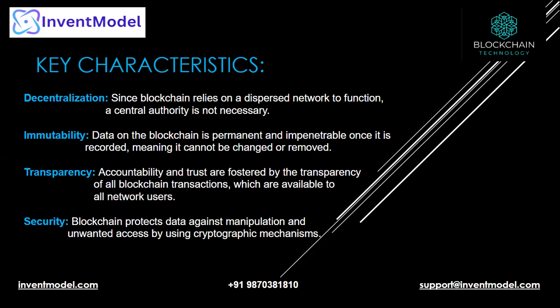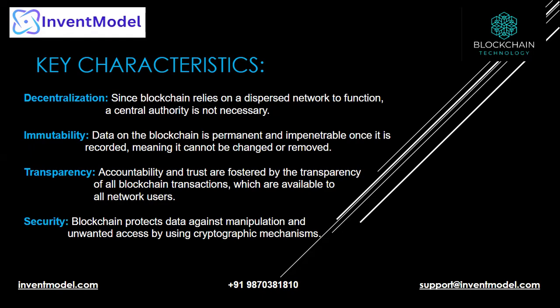So, decentralized means that since blockchain relies on a dispersed network for its functioning, it does not require any central authority to work. Next is immutability. Data on a blockchain is permanent and impenetrable once it is recorded. It means once data is recorded, it is permanent. No one can change or remove the data.